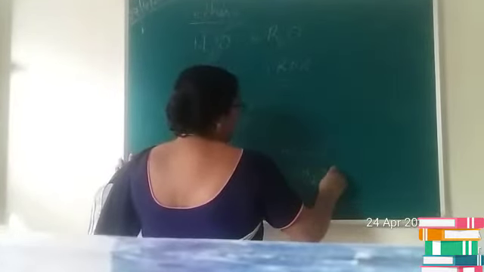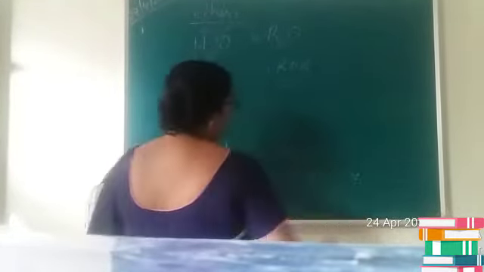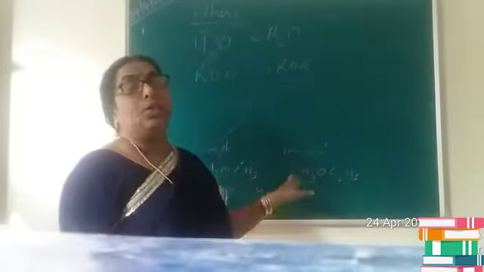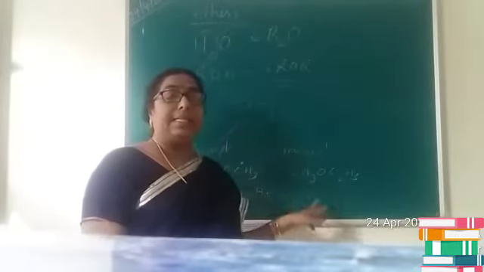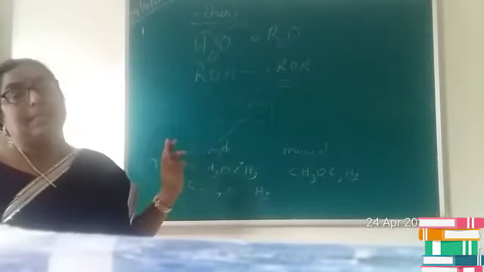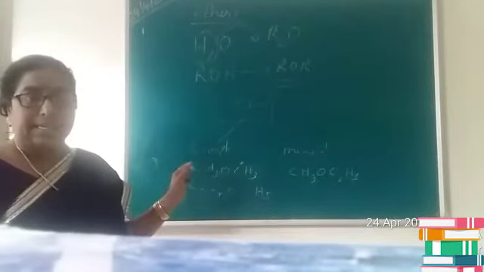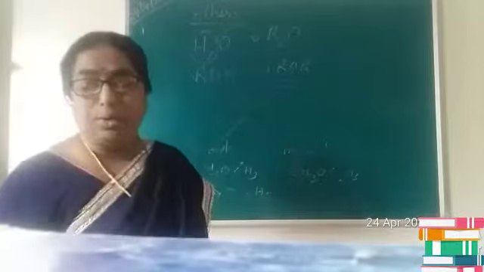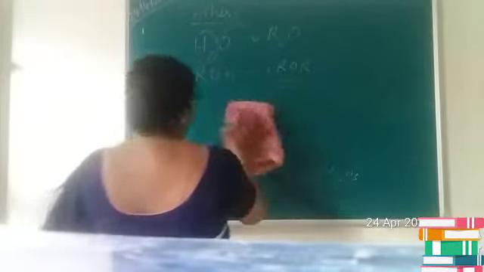On the other hand, if R and R dash represent two different groups, then it is termed as mixed ether or unsymmetrical ether. That is, CH3OC2H5 is an example for mixed or unsymmetrical ether. Is it clear, children? Now let us consider the nomenclature of ether.